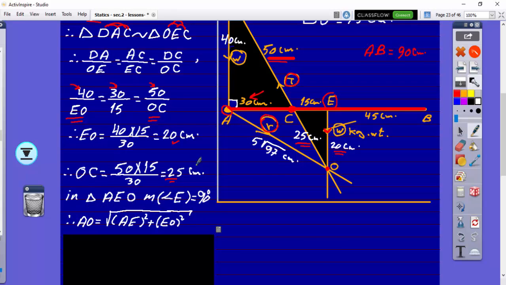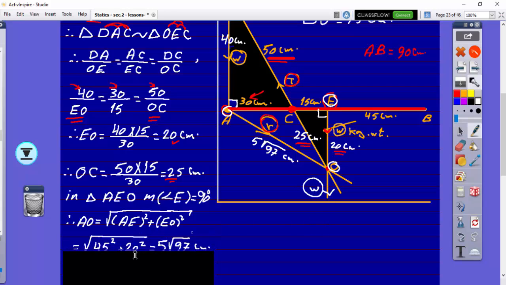In triangle AEO, we know the length of AE equals 45 and the length of EO equals 20. So what is the length of AO? AO equals the square root of AE squared plus EO squared, as the measure of angle CEO equals 90 degrees. Always the weight W acts directly downwards, vertical. So substituting AE equals 45, EO equals 20, AO equals 5 root 97.